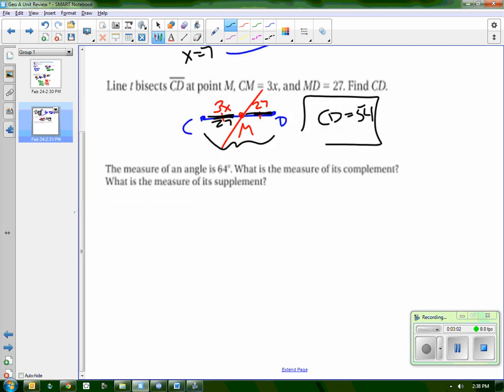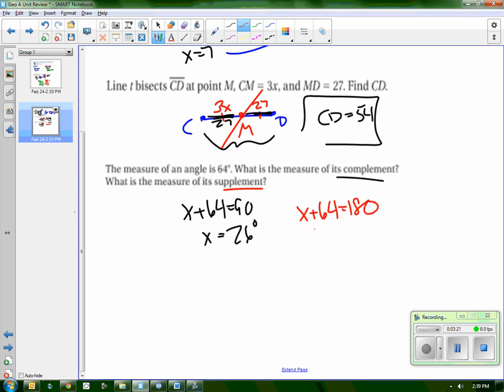CD is 54. If the measure of an angle is 64 degrees, its complement means they add up to 90. So what plus 64 gives you 90? Well, 90 minus 64 is going to be 26 degrees. If I want to find the supplement, what plus 64 gives you 180? If I subtract 64 here, I get 116 degrees, and that's all she wrote for Unit 1.